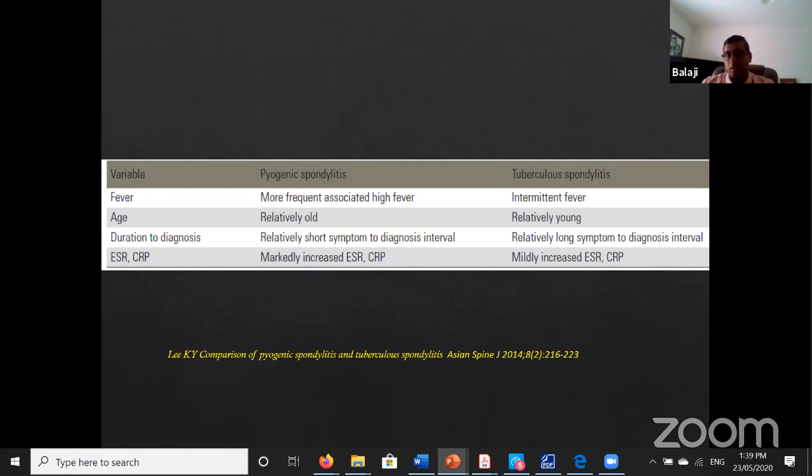So is there a difference in clinical presentation between pyogenic spondylitis and tubercular spondylitis? With pyogenic spondylitis, the majority of the time patients will have fever, but in TB, it may or may not be present, and even if it is, it is quite intermittent. Pyogenic spondylitis, as we mentioned earlier, occurs in really young or pretty old patients, while TB spondylitis is in between in age. The duration to diagnosis is comparatively shorter with pyogenic compared to TB because of the indolent nature of the disease. ESR and CRP are quite significantly high with pyogenic spondylitis compared to TB.